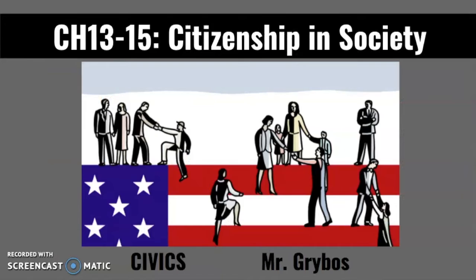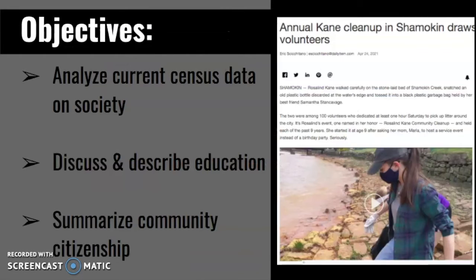As I said before, this unit, chapters 13, 14, and 15, which you would have read the last 3 days, is all about citizenship in society. I think it's a great way to end the year. So for the next couple days, we're going to analyze the current census data on society, discuss and describe education, and then summarize community citizenship. All right.